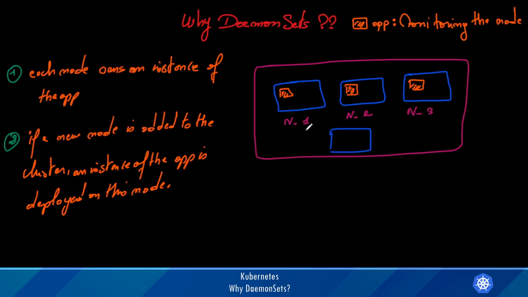So here is the 4th worker node. We want to make sure that if a new node is added to the cluster, an instance of this app is deployed on this node. So we want to make sure that all the worker nodes of our Kubernetes cluster run an instance or a copy of this app.